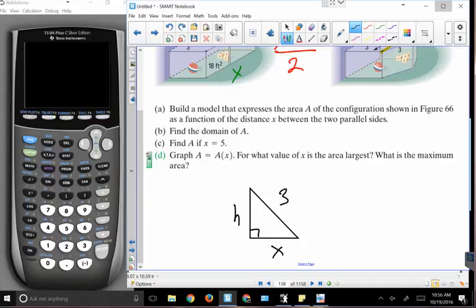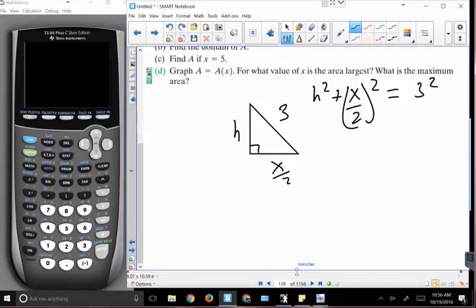Oh, h squared plus x squared equals... Bingo. So if I've got h squared plus x, but now this x isn't the full width across, is it? It's half of x, so it's got to be x over 2, squared, equal to 3 squared. Now, can I rewrite this such that x is the number that I put in and get out the height, so that h, the height, is dependent upon x? Can I solve for h?